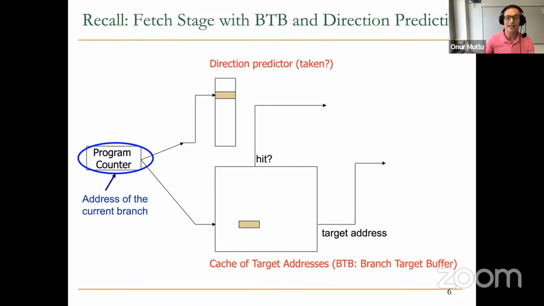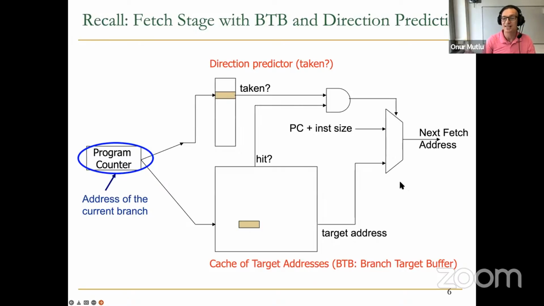And also concurrently, you index a direction predictor that tells you whether the branch should be taken or not taken. That's the guess that we're going to make, basically. If the branch is predicted as taken, and if the cache of target addresses provides a target address, we predict the next fetch address as the target address supplied by the branch target buffer. Otherwise, either the direction predictor says the branch is supposed to be not taken, or we don't have a target address for it yet, then we predict it as not taken, basically. And it's PC plus 4 in MIPS, but PC plus instruction size in the general case. That's the next fetch address prediction, basically.